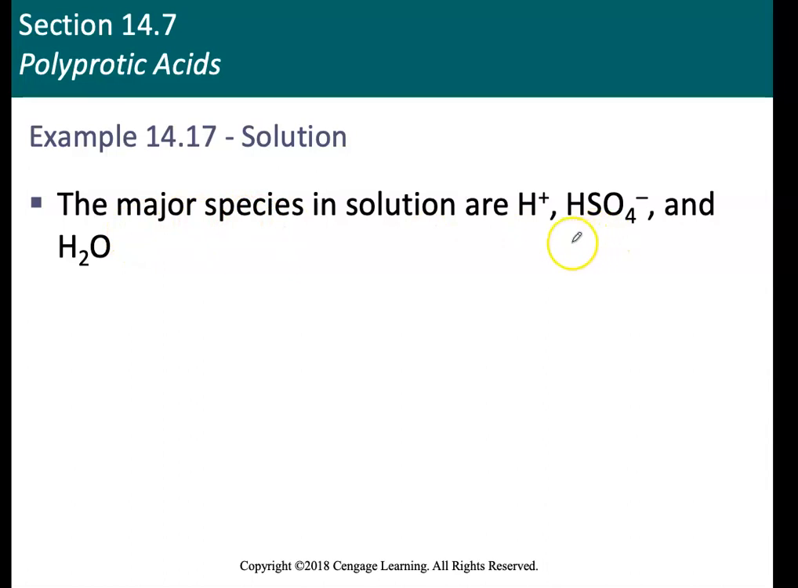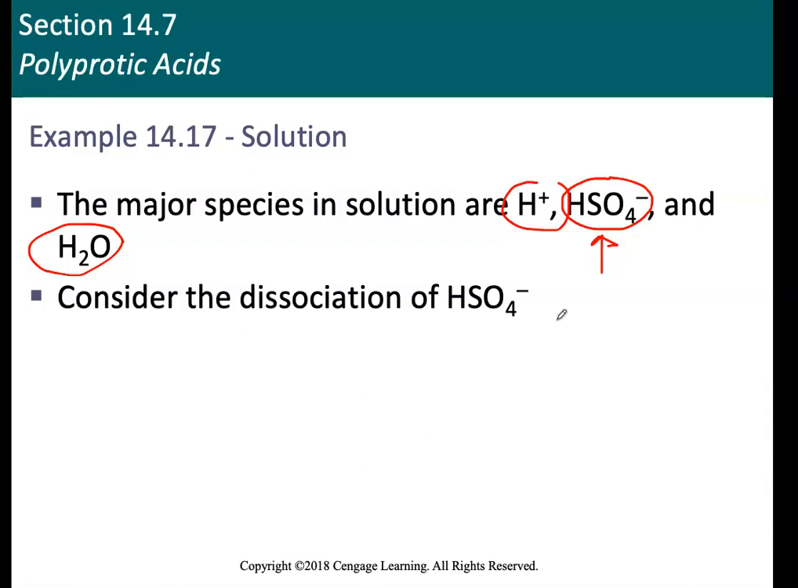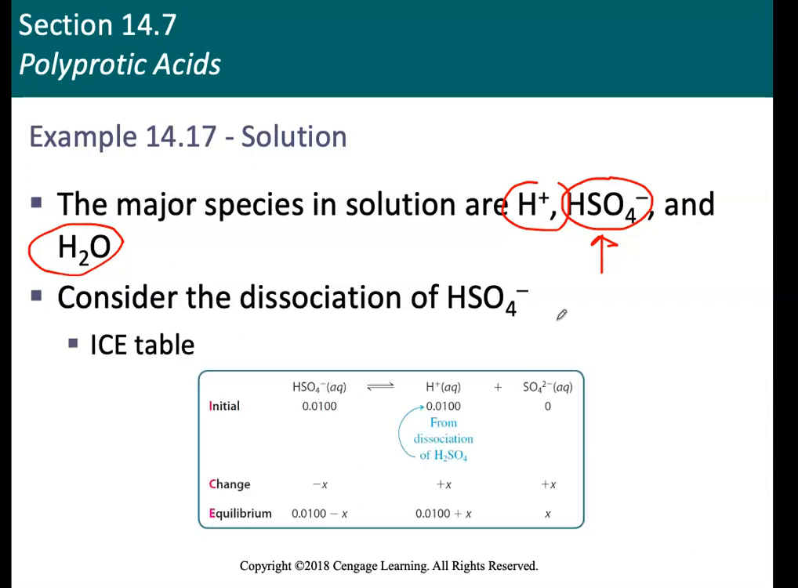Okay, let's look at the major species. Major species will be H+, HSO4-, and H2O. You notice here that we are dealing with the second equilibrium species. So now let's consider the dissociation of the second equilibrium species. Draw the ICE table, HSO4-. Now assuming that H2SO4 is a strong acid and dissociated completely, 0.01 mole of H2SO4 gives 0.01 of HSO4-.